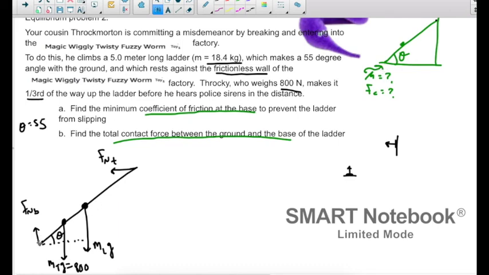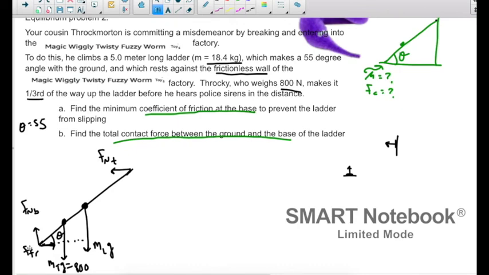So which way is that frictional force pointing? It's either going to point left or right along the ground. So think about this. Which way is the ladder like wanting to slide right now? Well, I think that you can imagine that as Throckmorton climbs up the ladder is trying to slip to the left. So my frictional force down here has got to be pointing to the right. So there's my force of friction right there, going to the right.